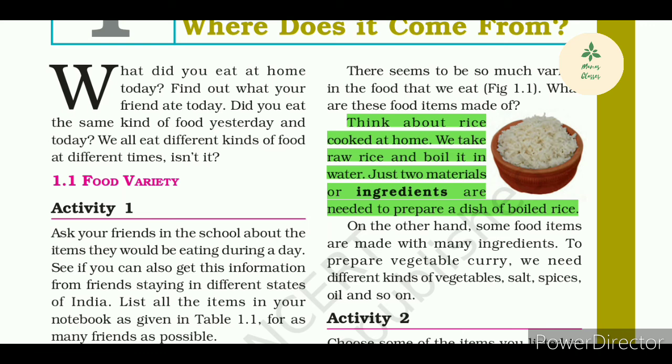Okay, think about rice cooked at home. We take raw rice and boil it in water. Just two materials are there. If you want to add salt, you may add it, but they are known as rice and boiled water. Rice and boiled water, you may say, are also ingredients. So that is the thing: ingredient.